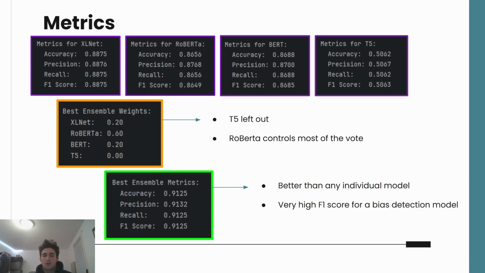We used an algorithm that chooses the best F1 score across all the possible combinations of weights. And in the best combination, it left T5 out, and Roberta controls 60% of the votes, which we kind of expected. And at the end, we got pretty good results. F1 score of 0.9125. That's a really high score for a bias detection model, and it's better than any of the individual models that we trained.